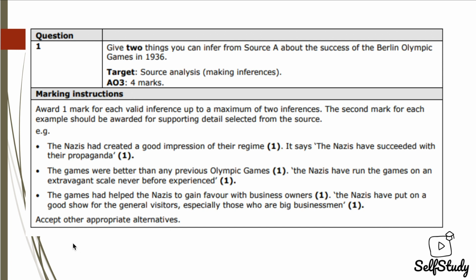Have a look at this line here. It says, accept other appropriate alternatives. Now, this is what makes this question so easy to get the marks, because it means you're not limited to the mark scheme. Whatever you write, as long as it is an inference and as long as it is supported, you will get your marks. And that is why this question is really simple.